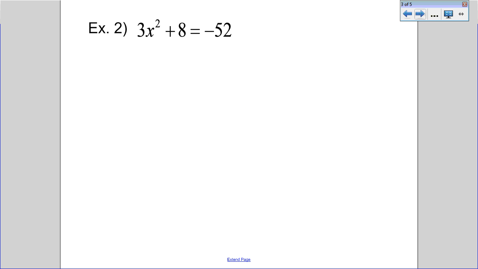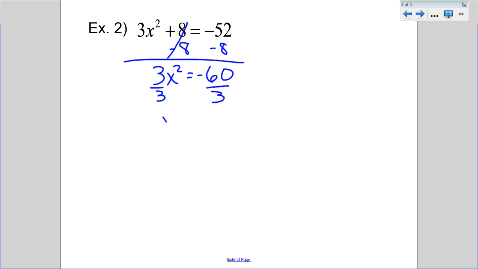If we take a look at number 3, it's the same thing. We're going to undo adding by subtracting, and that's just a coincidence. We can have subtraction that we undo with addition. We have 3x squared is equal to negative 60, and then we divide by 3. We've got the x squared again. We have a negative, and now this is 20. What we're going to notice here now is when we take the square root, it's not a perfect square, but we're going to do the same steps.